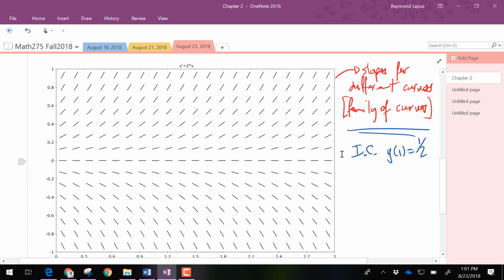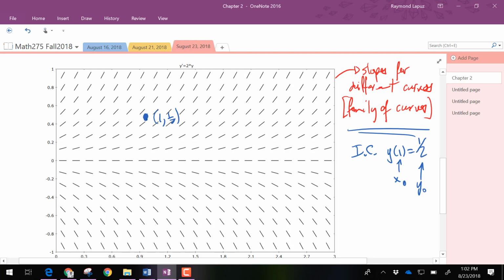So out of this big family of curves that we have, what we could do is go to the point 1, 1/2. So let's say 1 is over here, 0.5 is over here. So this is the point 1, 1/2. This is your x and this is your y value. We'll call them our initial values, x naught, y naught.